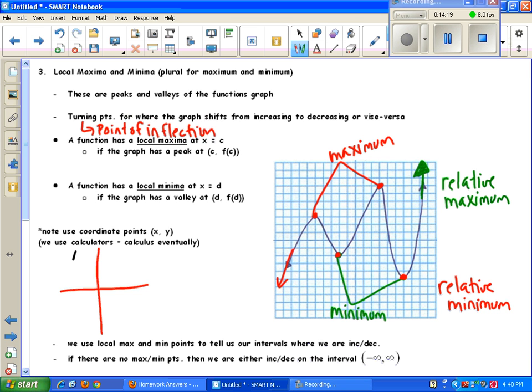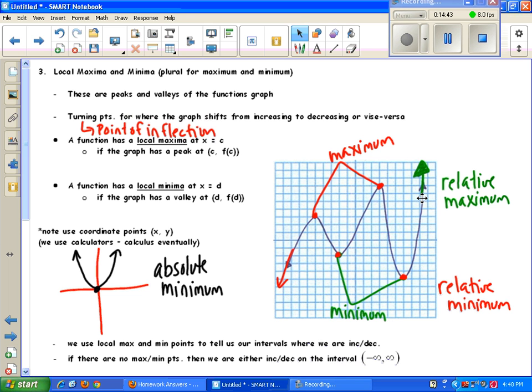And so if you think about a parabola, this point on my parabola where we have our vertex is the actual lowest point on our graph. So this would be called an absolute minimum, because there is no other lower part of your graph that we have.